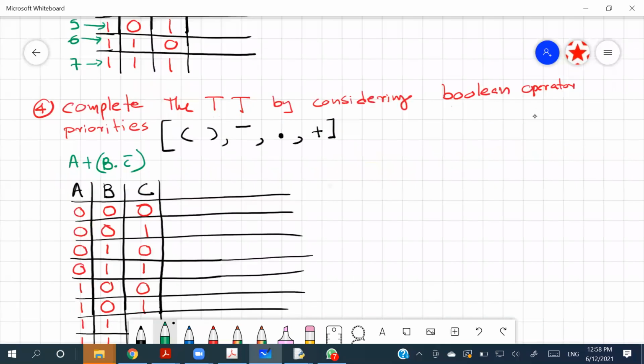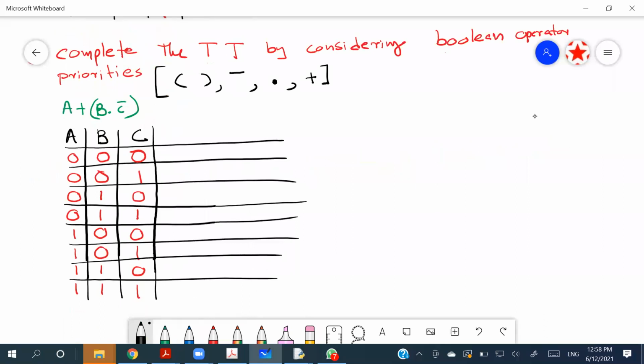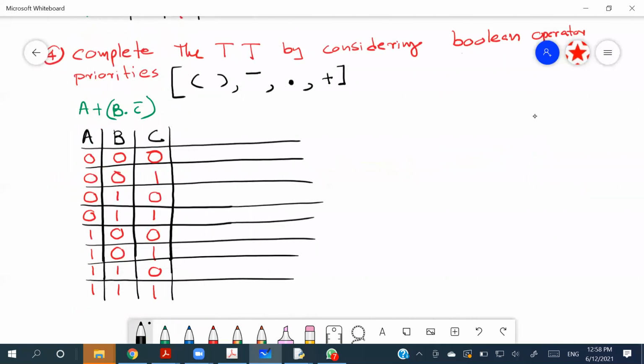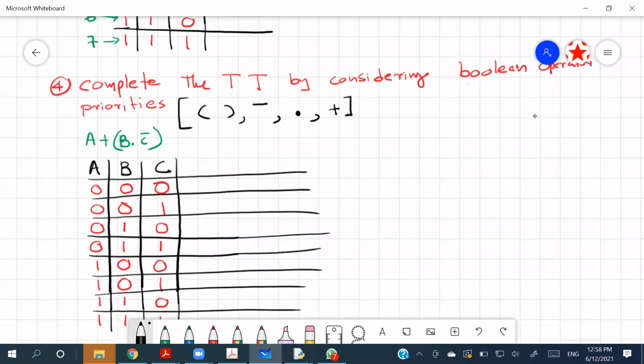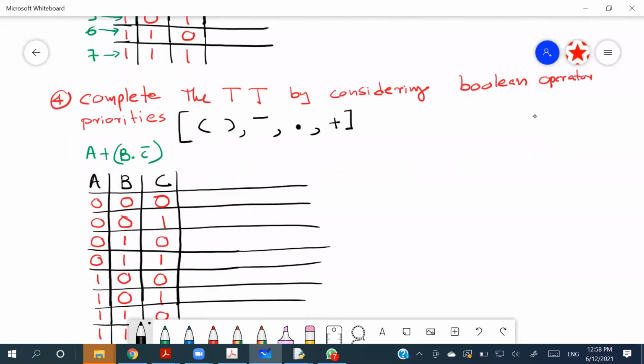Right. Now we are going to consider the priorities. So how are my columns going to be? Now, if I think about the expression, all four operators are there. Brackets are there, dots are there, bars are there, and pluses are there. These have priorities. It's better you name the rank of the priorities. So first we are going to consider the brackets because they have the top priority, right?